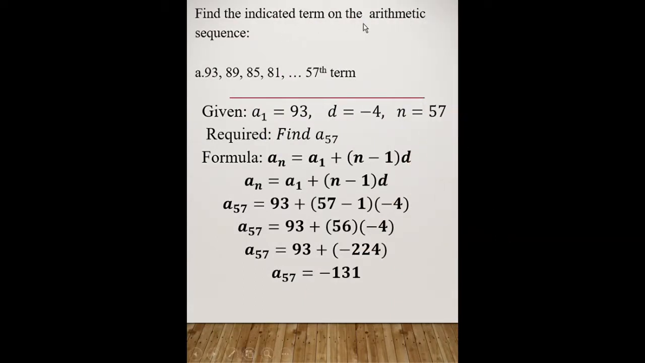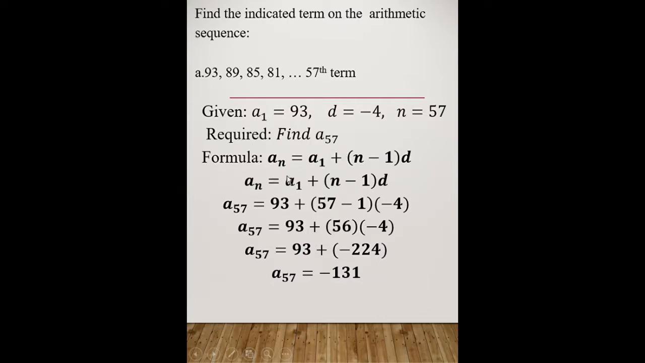Find the indicated term of the arithmetic sequence 93, 89, 85, and 81. You are required to find its 57th term. In the problem, you have a sub 1 is 93. Since the numbers in the sequence are diminishing, you have to subtract 4 to get the next term. The common difference is negative 4. And since you are looking for the 57th term, the number of terms in the sequence would be 57, and you are required to find a sub 57.